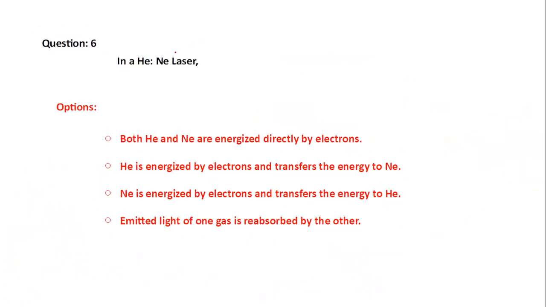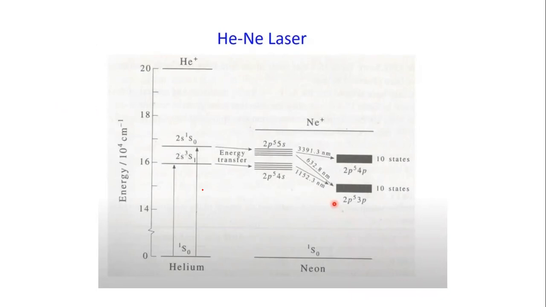In helium neon laser, the options for this are: both helium and neon are energized directly by electrons; helium is energized by electrons and transfers the energy to neon; neon is energized by electrons and transfers the energy to helium; and emitted light of one gas is reabsorbed by the other. Okay, so I'll give a brief description about the helium neon laser, so that we can directly come to the answer from there.